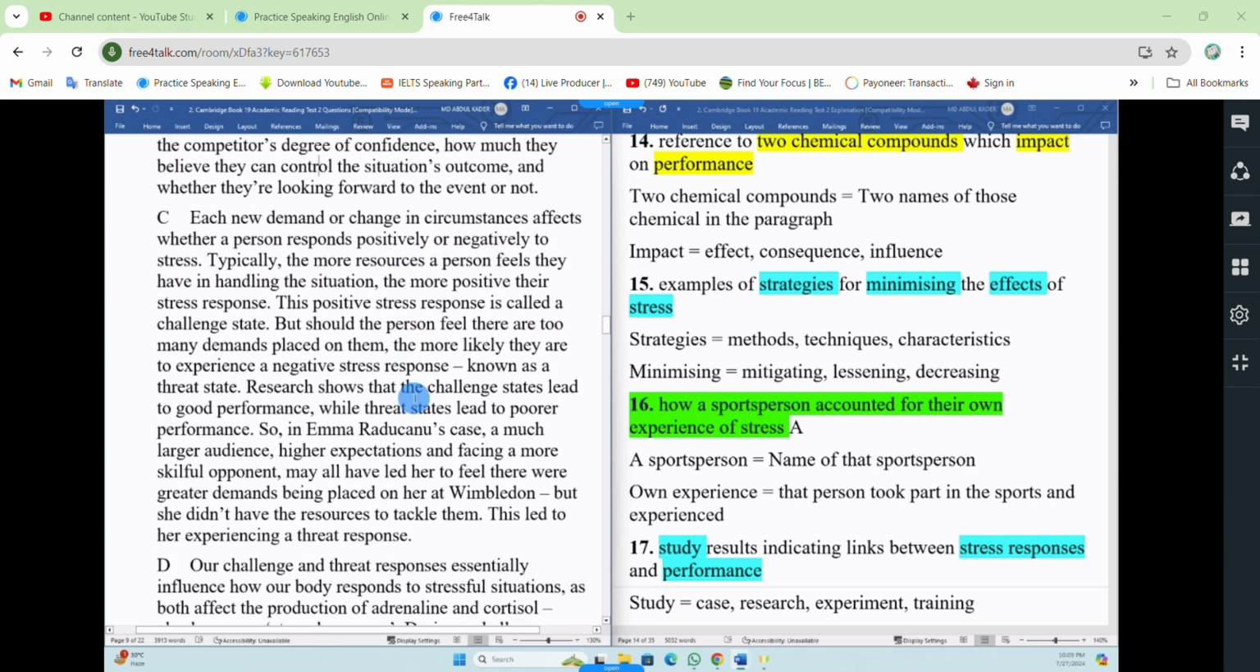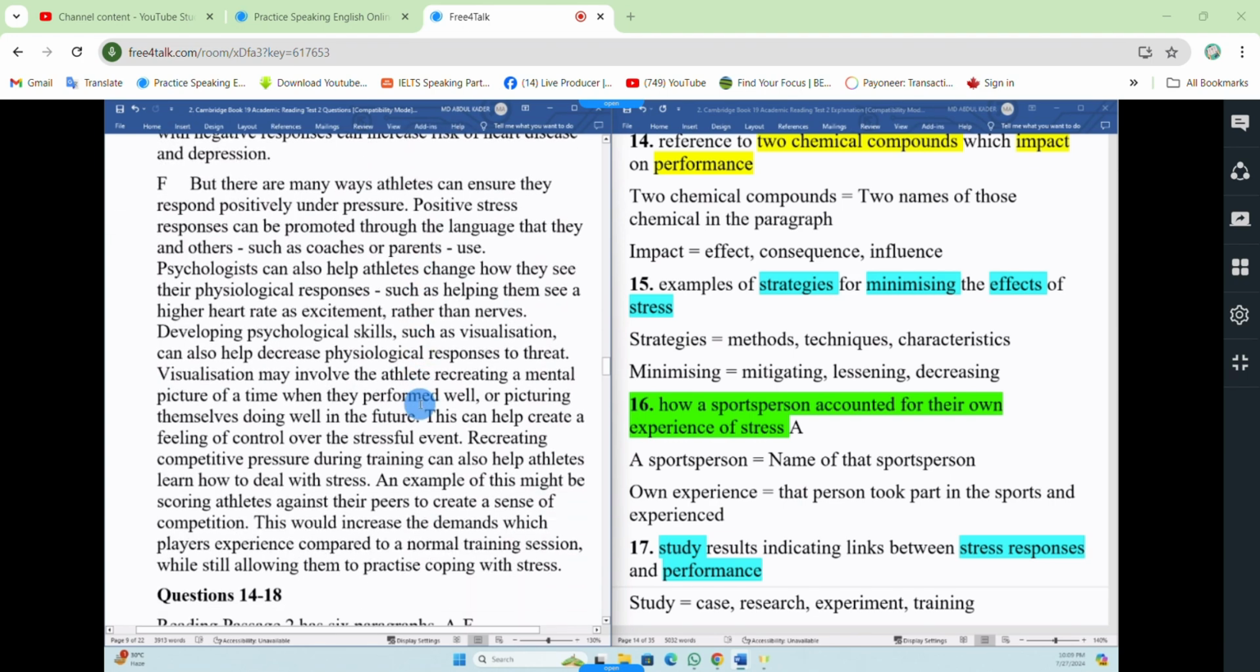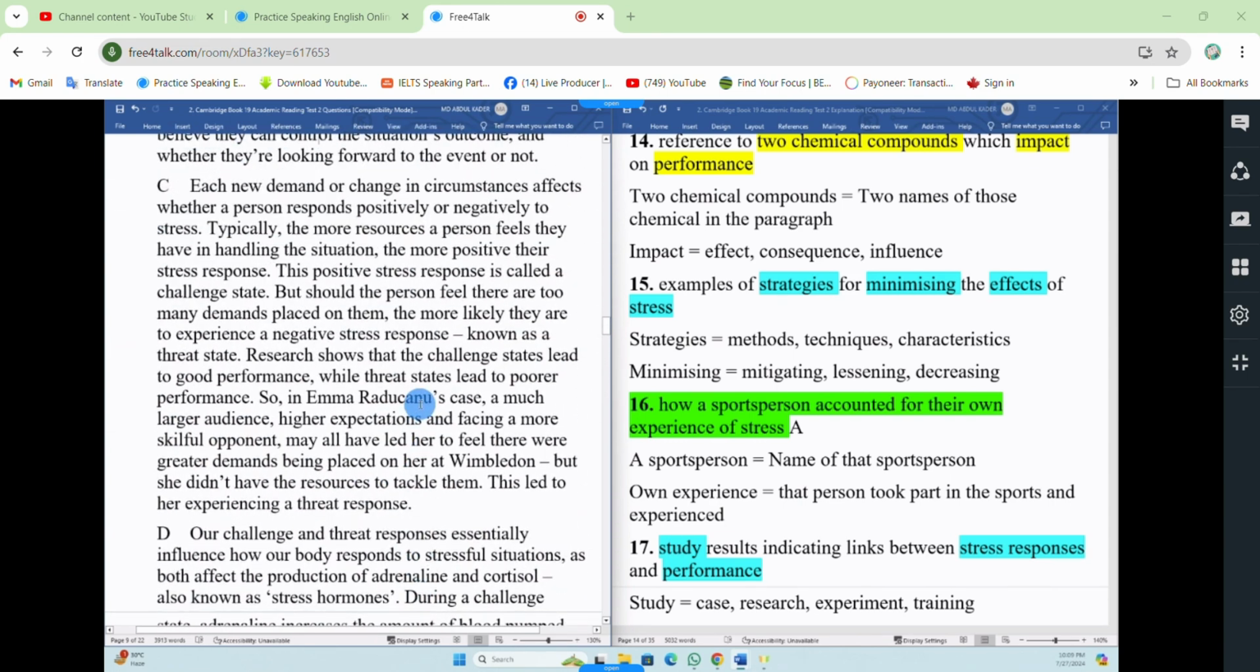Okay, we should move on to our next paragraph, paragraph C. What a challenge it is. The paragraphs are not too short. Each and every paragraph is so long that we have to read very carefully. So now we are about to read paragraph C.